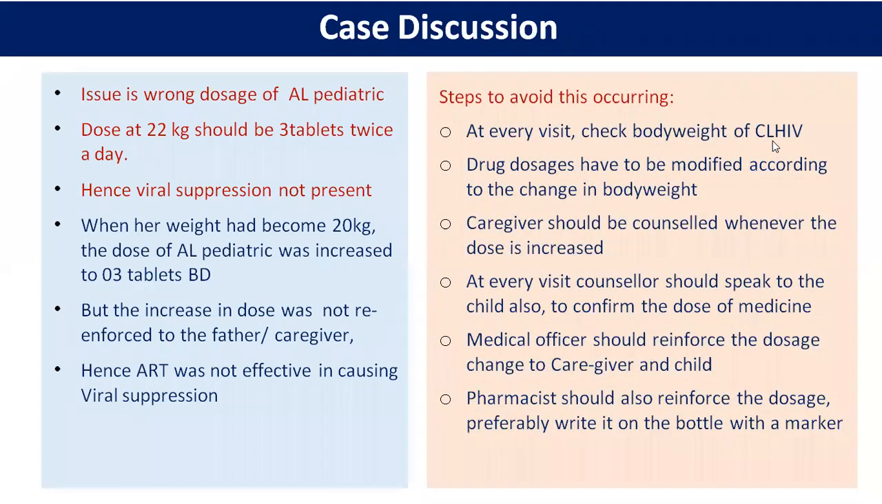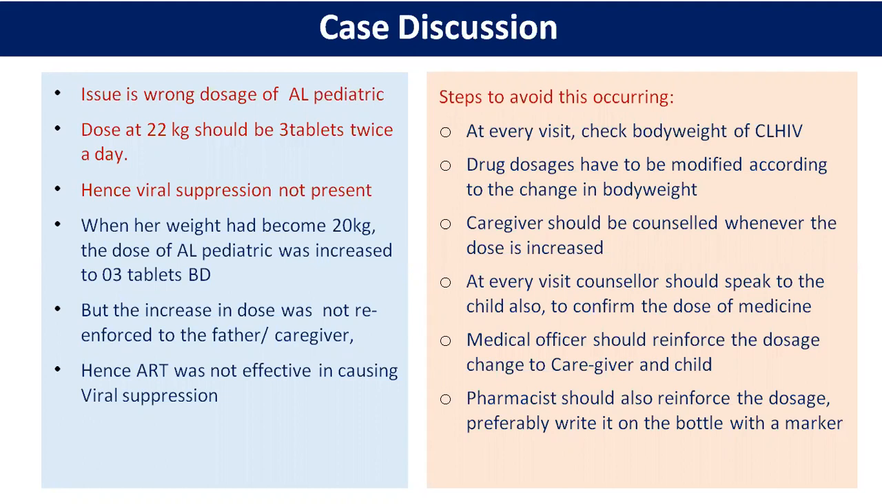So at every visit, check the body weight. Drug doses have to be modified according to the change in weight, because the weight fluctuates a lot, and the younger the child, the more the weight fluctuates. So it is very important that at each and every visit you calculate. Caregivers should be counseled. If you write it and you don't speak and don't counsel, don't make them understand the importance of increasing the dose, they will go on giving whatever they received at the very beginning.